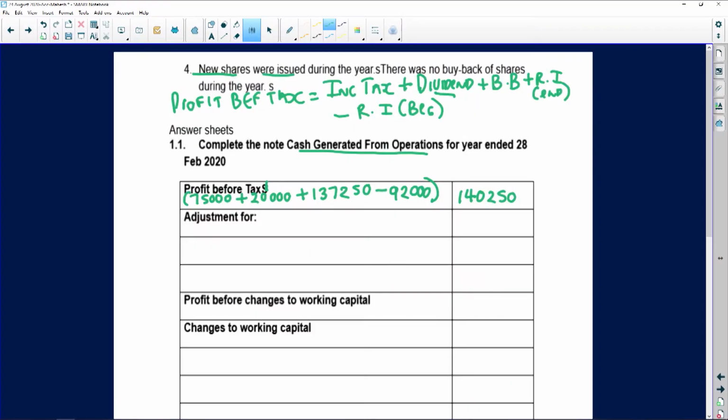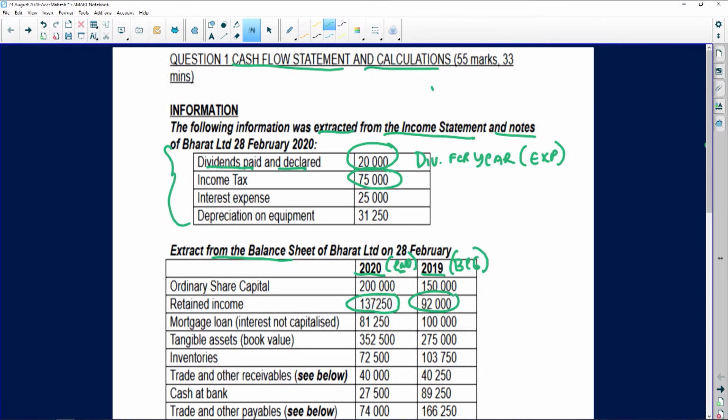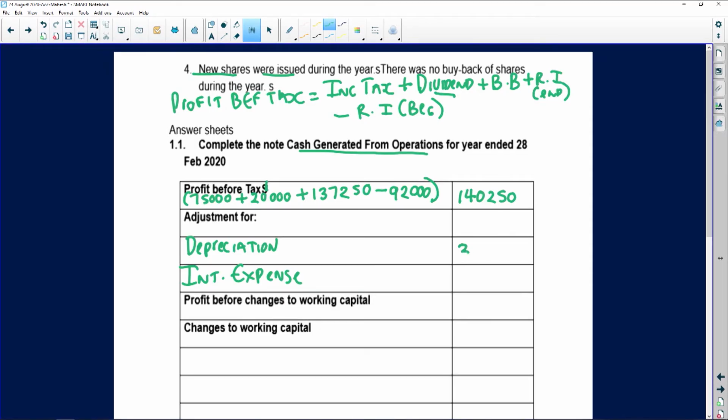Right, let's now move on to the next part of the note, adjustments. Remember, we're going to have to add back depreciation because it's a non-cash item. And we also have to add back interest expense because this is subtracted later in the cash flow statement itself. So let's go to our income statement, depreciation on equipment, given to us. We don't have to calculate it, 31,250. So I'm just going to take that through, 31,250.